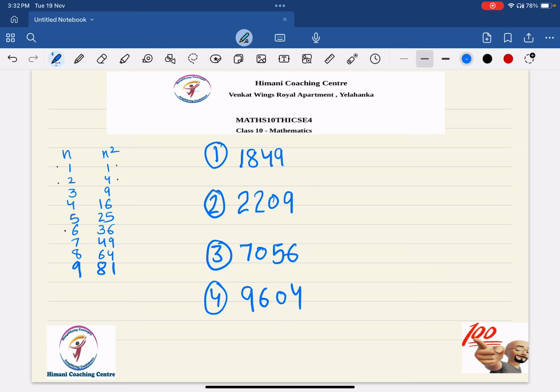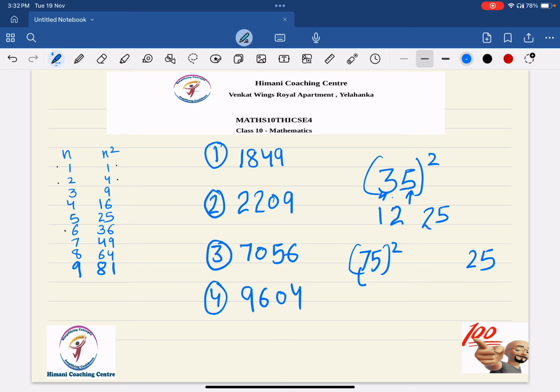Another thing which will do us good is, if I want to find 35 square, for a number ending with 5, just do 5 times 5, which is 25. And this number 3, what is the next number after 3? It is 4. So 3 times 4 is 12. So we will get 1225 for 35 square. Let us say I want to find 75 square. Now 5 times 5 is 25, 7 times 8 is 56. So this is how we find square of numbers ending with 5.